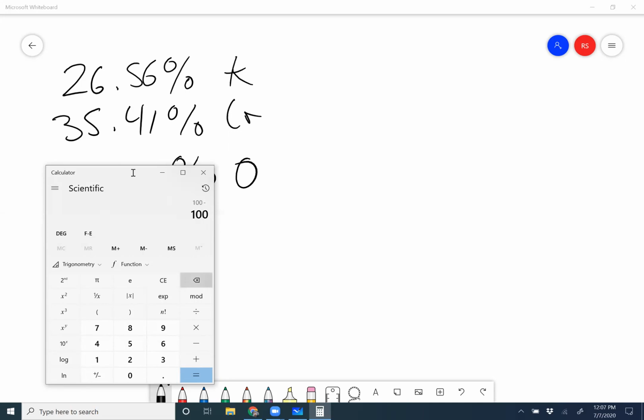I'm sorry, I'm used to using a different calculator here. All right, so 100 minus 35.41, and then minus 26.56, gives 38.03.